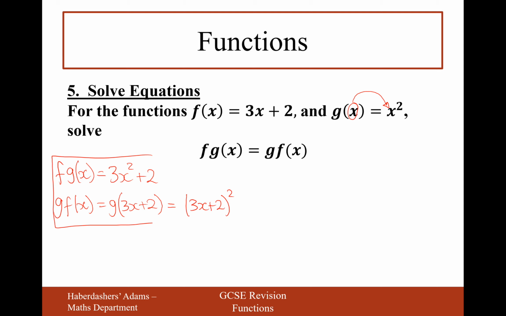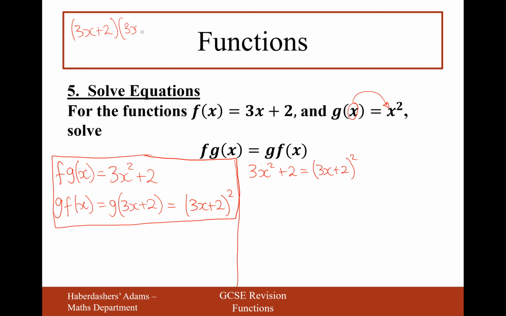So these are our two functions, and now we just need to solve the equation for when they're equal to each other. So what we're going to be doing then is solving 3x squared plus 2 equals (3x plus 2) all squared. Now let's just remind ourselves what we do when we square a bracket. We effectively times that bracket by another version of that bracket, timesing it by itself. So expanding the brackets, 9x squared plus 6x plus another 6x plus 4. So it's going to be 3x squared plus 2 equals 9x squared plus 12x plus 4.